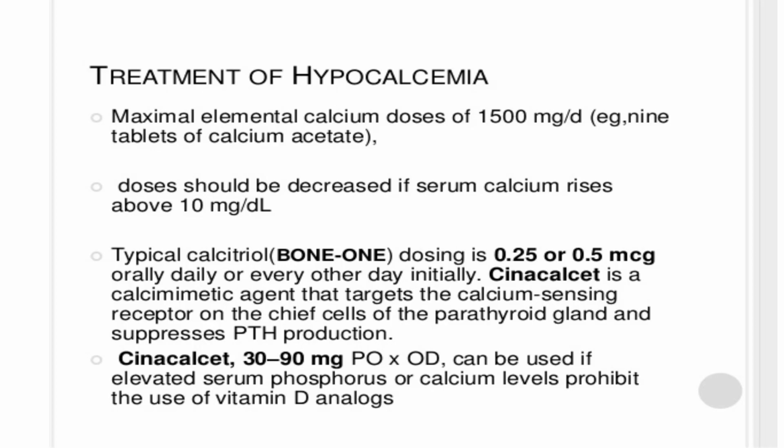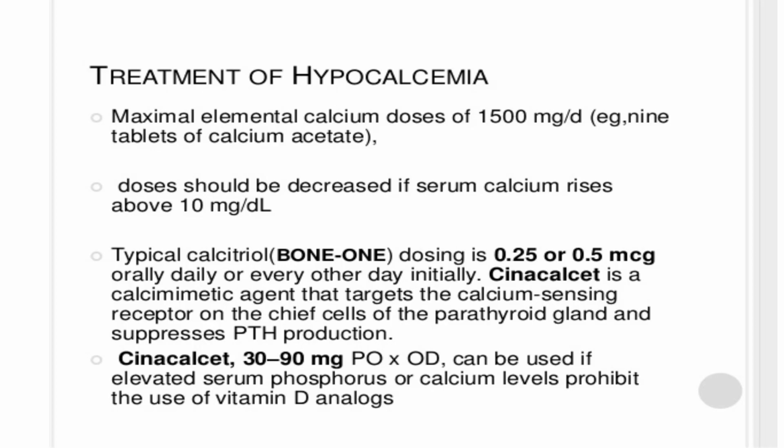And if the calcium rises above 10 milligram per 100 ml, then the dosage should be decreased. So suppose a patient has hypocalcemia and you have started calcium supplementation, and after 1 or 2 days of therapy it has risen up to 10 milligram, then you reduce the dose. That's important. You are not supposed to maintain the same dose as such.